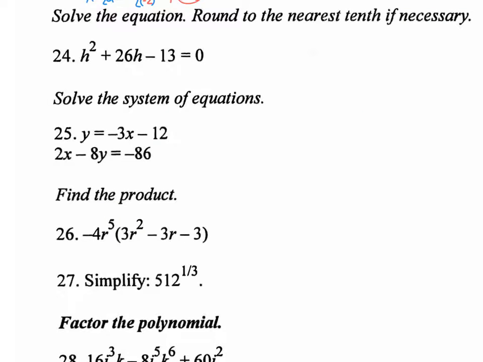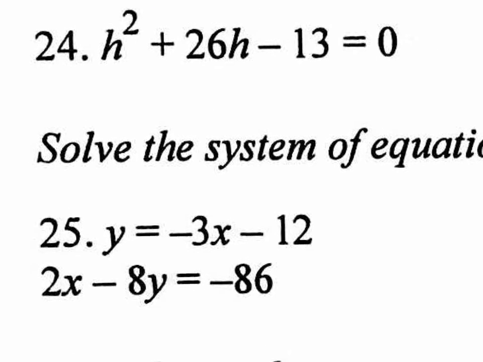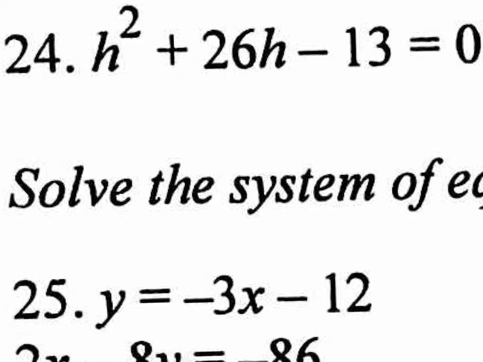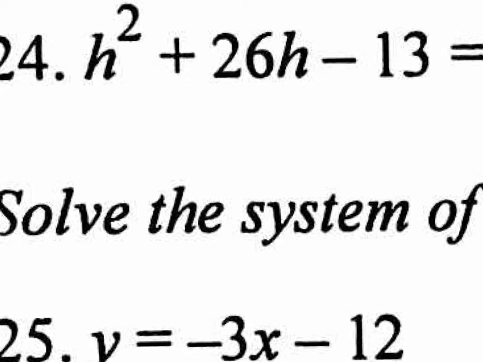Number 24, we have a quadratic equation. Now, most of the time, we try to factor, split, and solve, but in this case, you can't find what times what is -13 that, if you combine together, is +26. You just can't do it. So we are forced to use the quadratic formula on number 24. In order for you to use the quadratic formula, you need to identify your a value of 1, your b value of 26. So the a value is 1, the b value is 26, and the c value is -13.